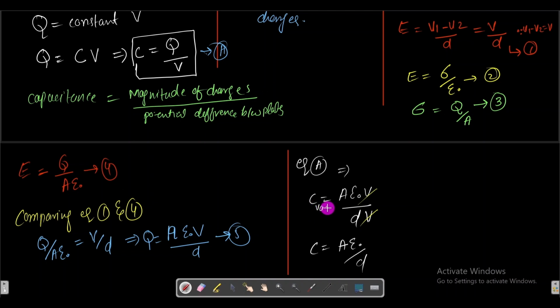So this is C vacuum, C in vacuum. Now this is the relation for the capacitance of the capacitor for the vacuum. Let's generalize this for the medium. For the medium, the relative permittivity is defined as the permittivity of the medium divided by the permittivity of free space. From here I can determine the permittivity of the medium is epsilon naught epsilon r, and this is equation 6.